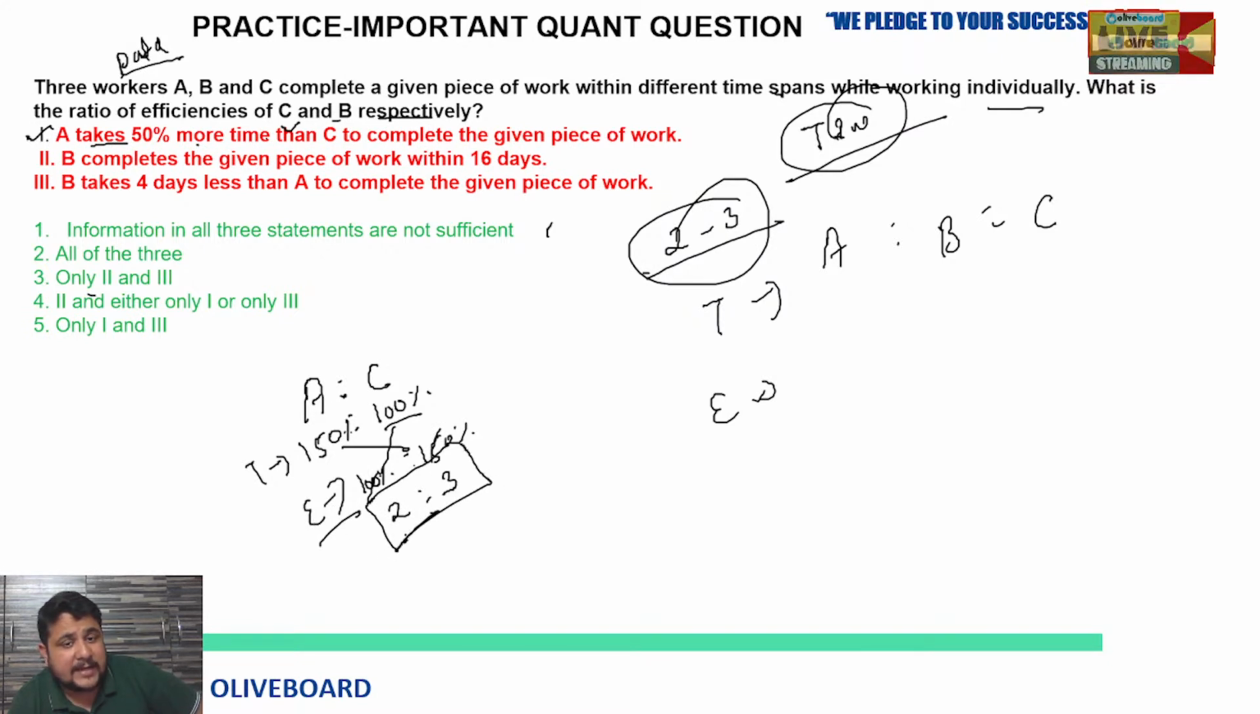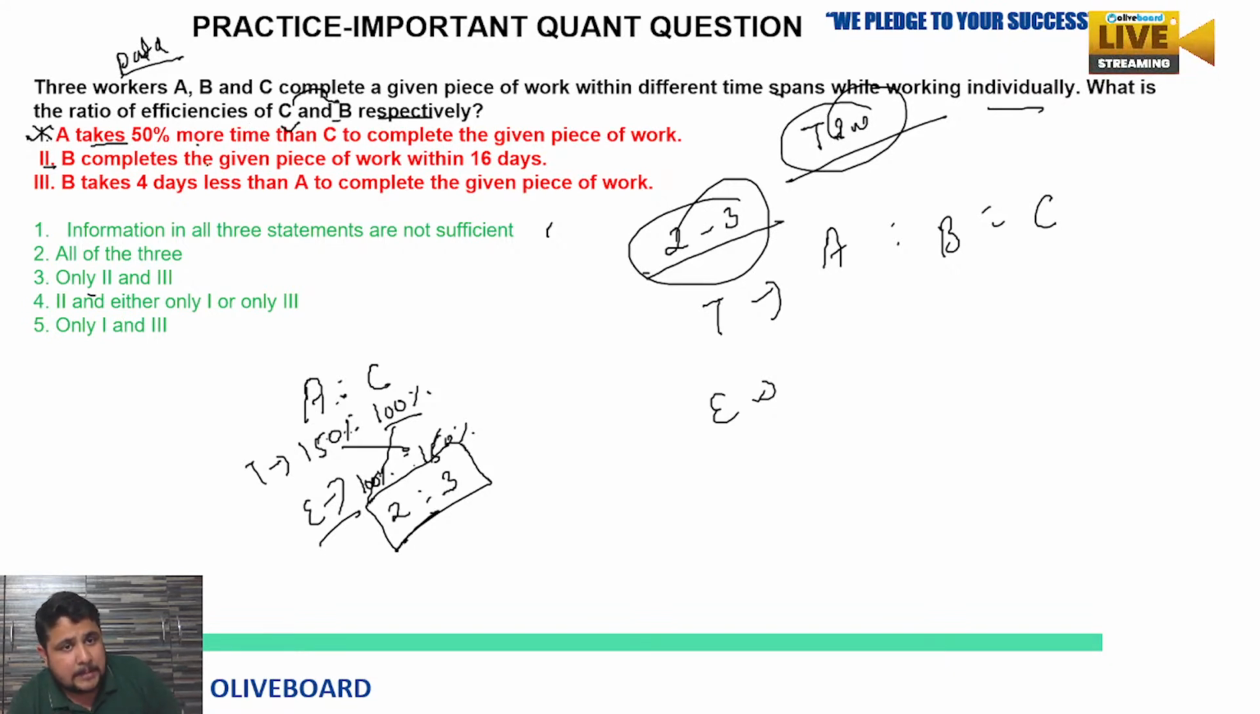Efficiency ratio of A and C is 2:3. Time ratio of A and C is going to be 3:2. Okay, 150%, 100%. So this is what we are getting from the first statement. So are we getting the efficiency ratio of C and B? No, they are talking about A and C only. So the first one alone is not sufficient.